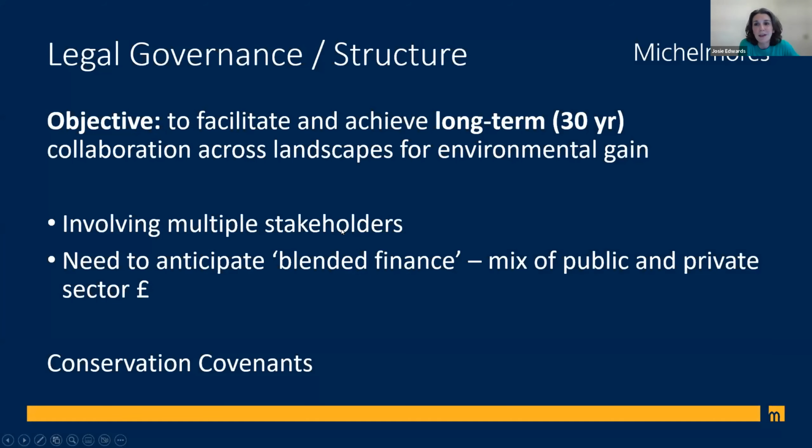So our focus was all about legal governance, how you structure these really ambitious long-term agreements. The anticipation is that they will be a 30-year term. They're going to involve multiple stakeholders across landscapes. So what legal documentation do we need to facilitate effective collaboration at that sort of scale? And crucially, how do you safeguard the investments that have been made in land use change over that period of time and in the environmental outcomes that everybody is aiming for?